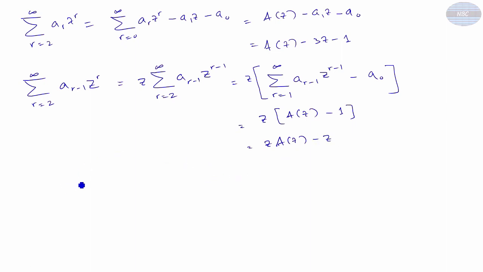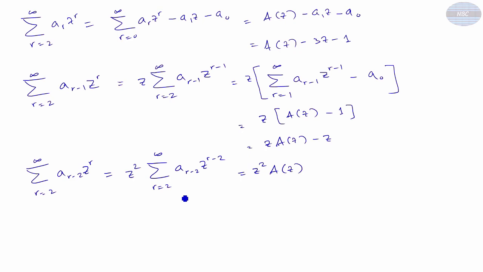So in this way, let us simplify the third term, which is the summation from r is equal to 2 to infinity of a(r-2) z to the power r. Now we make the power of z as r minus 2. So here z square is taken as common to make the power of z as r minus 2. So this is a(r-2) z to the power r minus 2, because z square is taken as common. Now if you put r is equal to 2, then it will start from a0 z to the power 0 and so on. So the summation is nothing but A(z), that is the generating function.